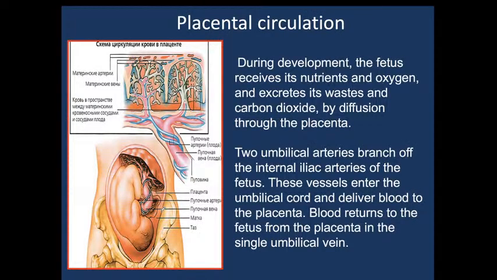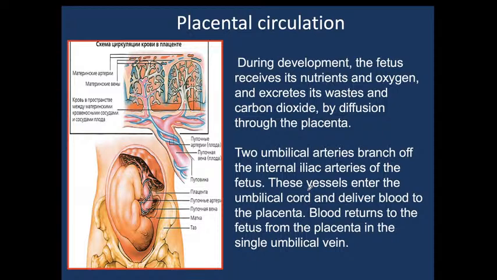I'd like to show you a picture where placental circulation is visible. There are significant differences between the fetal and adult cardiovascular systems. This difference reflects the different sources of respiratory and nutritional support. The fetal lungs are collapsed and non-functional, so the digestive tract has nothing to digest.